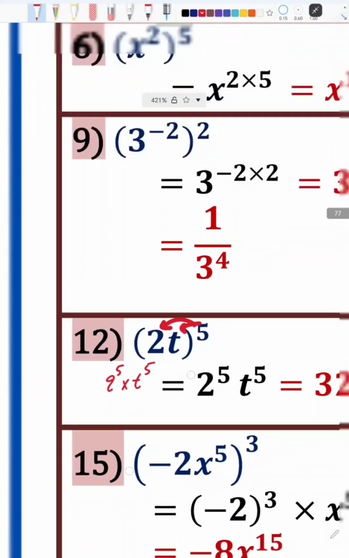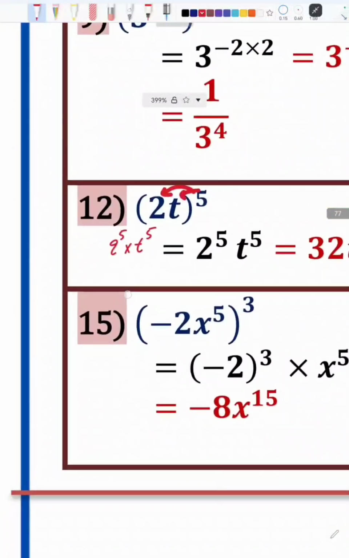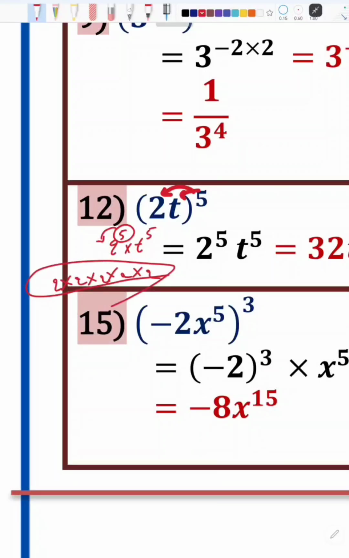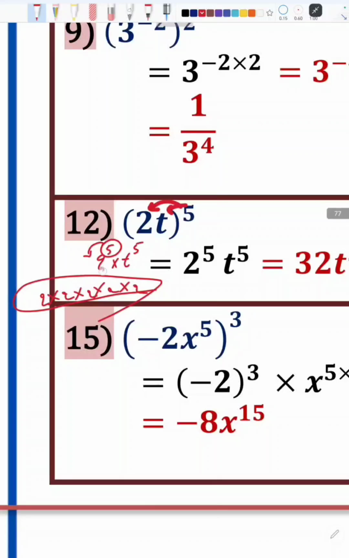Okay? And you can solve 2 power 5. 5 is not a number, pay attention. 5 just tells us how many times you can repeat 2. So it will be 2 times 2 times 2 times 2 times 2. Okay, you have to repeat 2 five times. It will be 32 times t power 5.